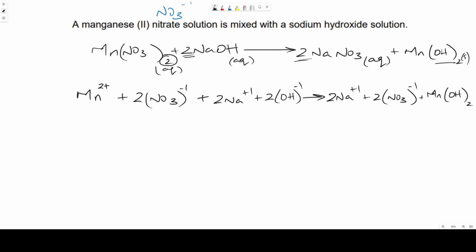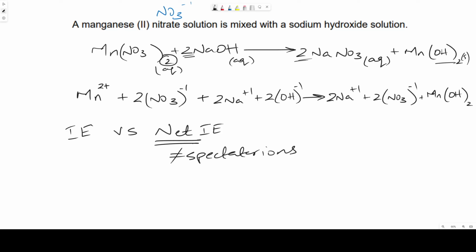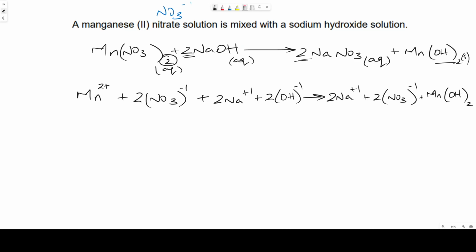This is not the net ionic equation, which is different. The difference between an ionic equation and your net ionic equation is that in your net ionic equation there are no spectator ions. Okay, so there's no redundancy. In our case, I'll show you what these spectator ions are. So we know that this is our ionic equation. We're done with that.